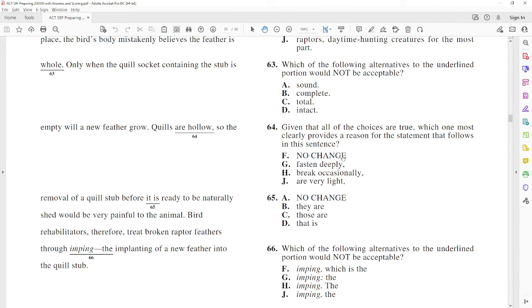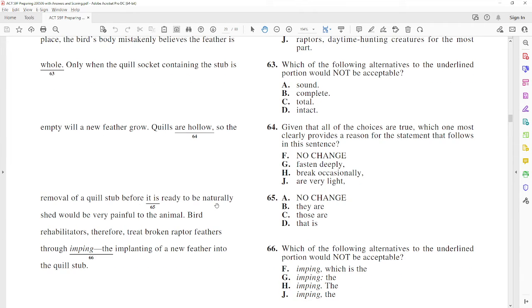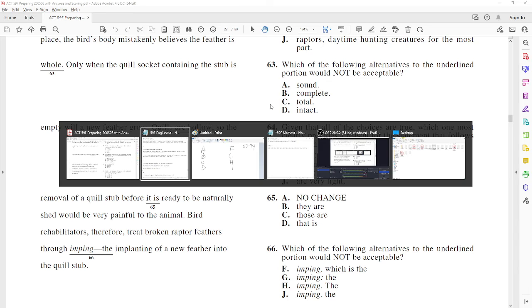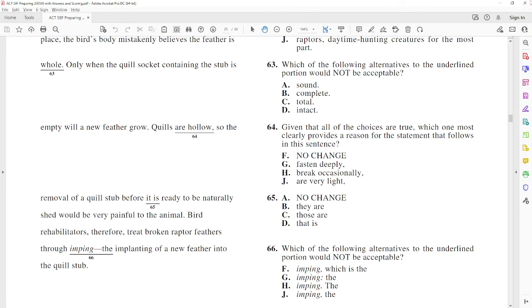All right, 64. Quills are hollow, so the removal of a quill stub before it is ready to be naturally shed would be very painful. Okay, so the statement that follows is that removing it before it's ready to be naturally shed would be very painful. So what one would justify that? All right, F, they're hollow. I don't know, would being hollow make it painful? I don't think so. Maybe it would. I don't know how bird feathers work, so I'm going to put a question mark on F. I'm not sure about that one.